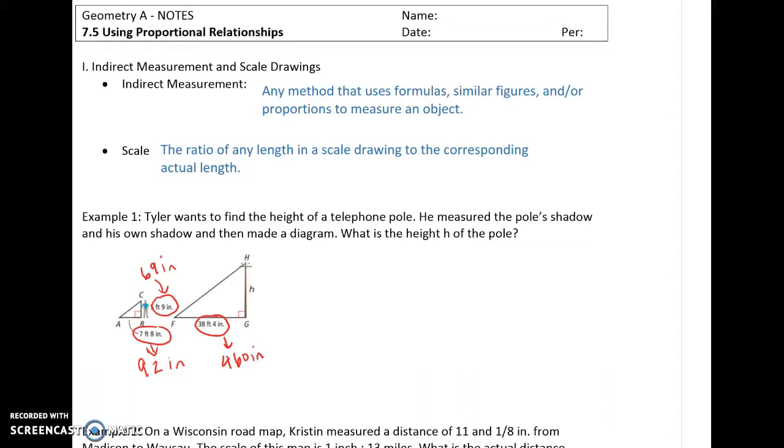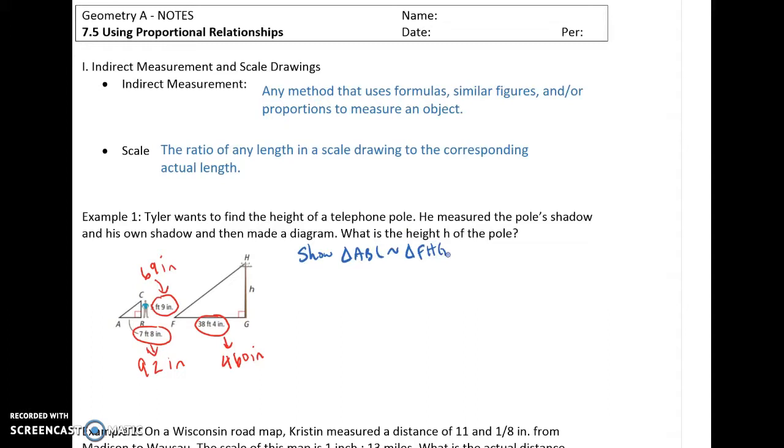Next, in order to use the proportions to figure out the height of the pole, here's where we have to look carefully at the problem. I'm not given a scale. I'm not given the idea that these were drawn to scale. I'm not given anything about similarity. So this is a tricky one where I actually have to show similarity first. The first order of business is to show triangle ABC is similar to triangle FHG.